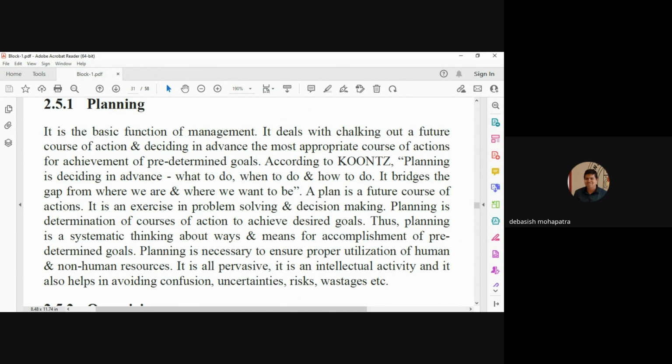Then this is the planning part of the management, where we plan so that our goals are achieved properly. So planning is necessary to ensure proper utilization of human and non-human resources. It is all pervasive. It is an intellectual activity, and it also helps in avoiding confusion, uncertainty, risk, and wastage.